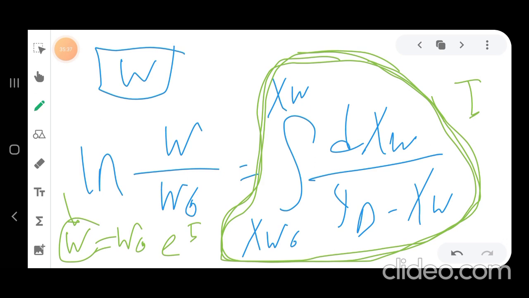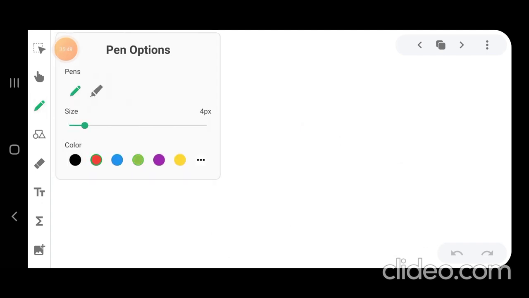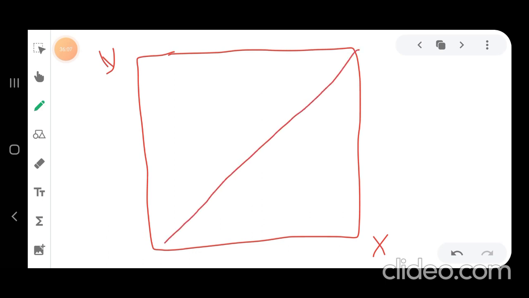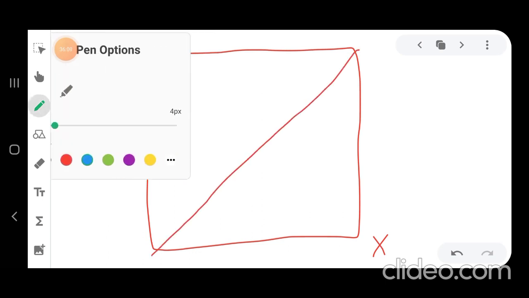And how are we going to do this? The first thing is to plot. We need to plot like this. Suppose this is your graph paper, and this is your x and this is your y, liquid and vapor compositions, and this is your 45-degree line, and let's say this is your equilibrium curve.